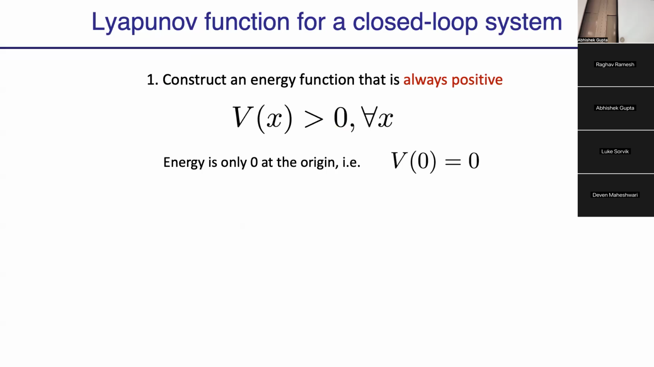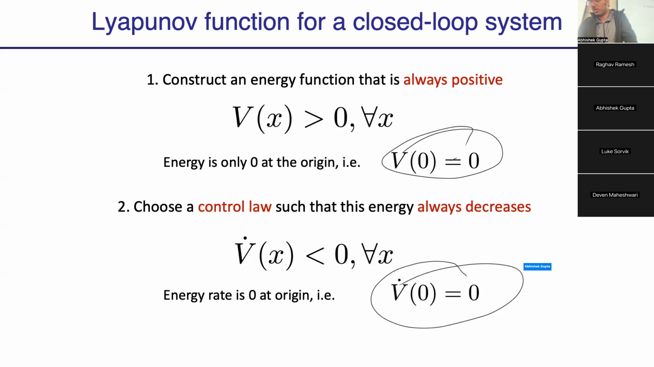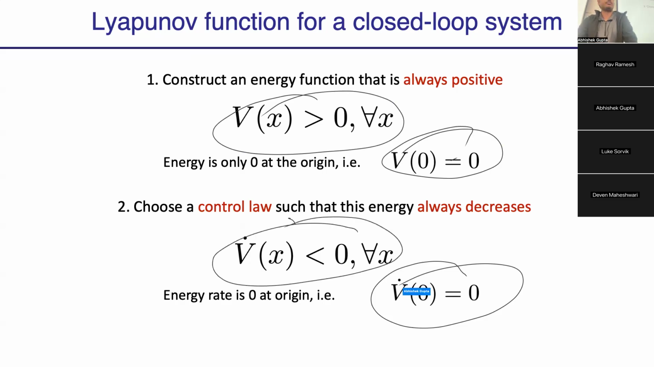So you want V of zero to be zero, and V of x is greater than zero for all x that is not zero. Okay. And you want V dot x is less than zero for all x, right? Except for the origin again. So you want V of zero equal to zero, you want V dot of zero equal to zero, but you want V of x to always be non-negative, and you want V dot of x to always be negative. Right? So it's like you're sandwiching this.